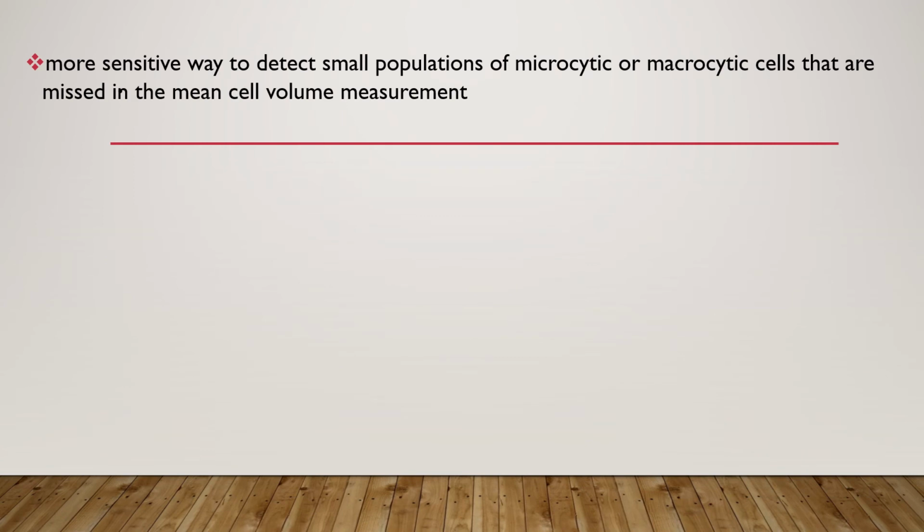It is a more sensitive way to detect a small population of microcytic or macrocytic cells that are missed in the MCV measurement. So, peripheral morphology is the best way to detect a small population of microcytic or macrocytic cells that are missed in the MCV measurement of the CBC. And this is used to detect anisocytosis and poikilocytosis.